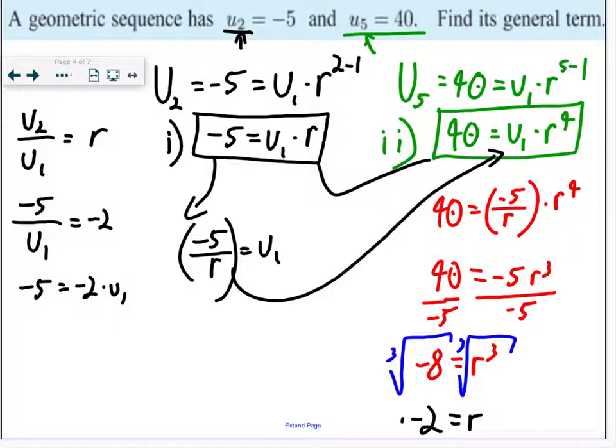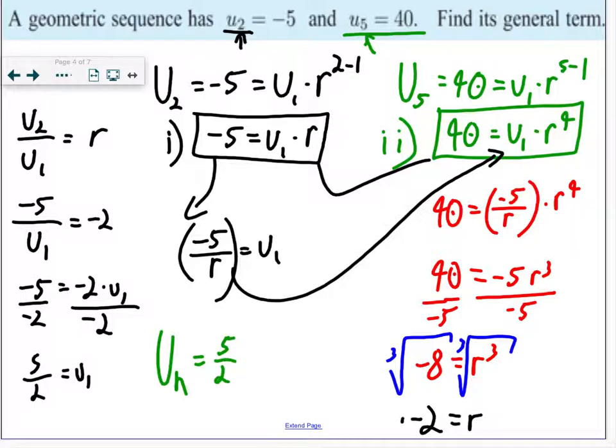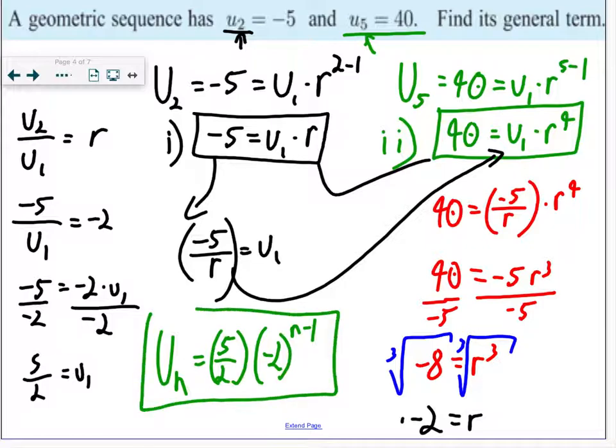And I divide by negative 2, and I get 5/2 is equal to u1. So putting those together, I get my final general term: un is equal to u1, which is 5/2, times my r, negative 2, to the n minus 1. All right, so there's that.